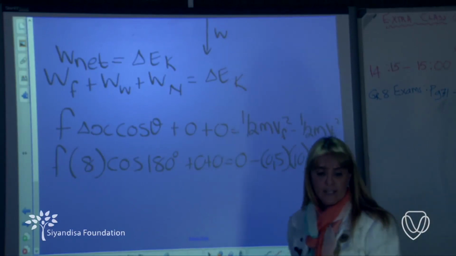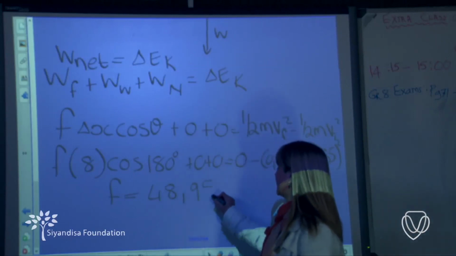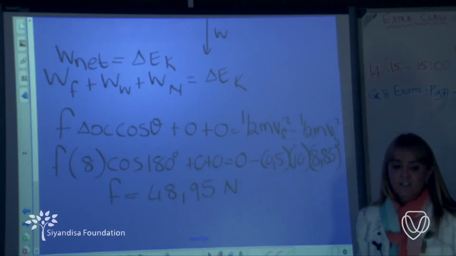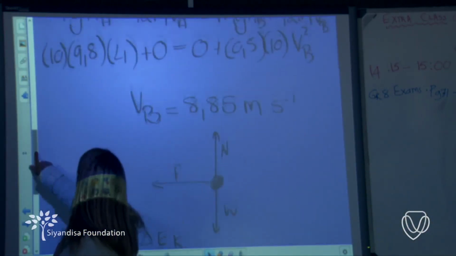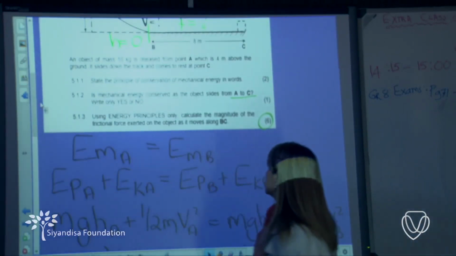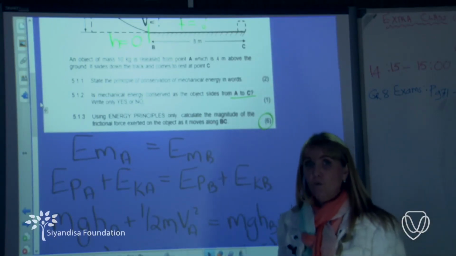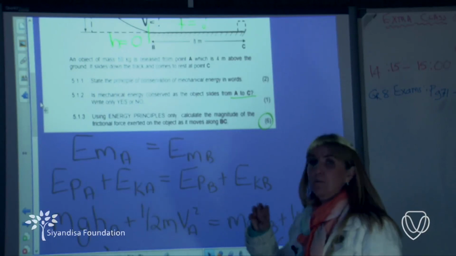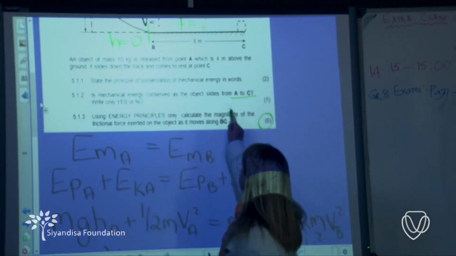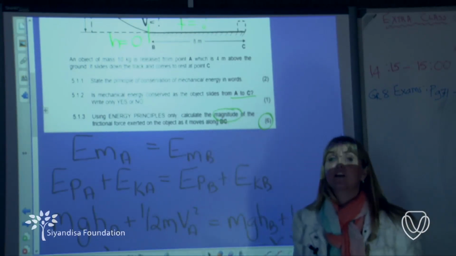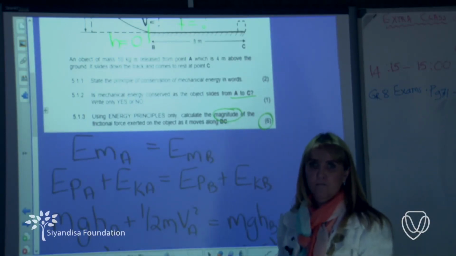And if you solve for F, you should get an answer of 48.95 newtons. Please don't forget your units. Also, let's just go back and check what the question is. The question says, using energy principles, calculate the magnitude of the frictional force. Now, friction is a force, which is a vector quantity. So usually, we'd be expected to give a direction after our unit. But because they've asked here for the magnitude, magnitude simply means size. So they are not interested in the direction of the frictional force, only the magnitude of the force.